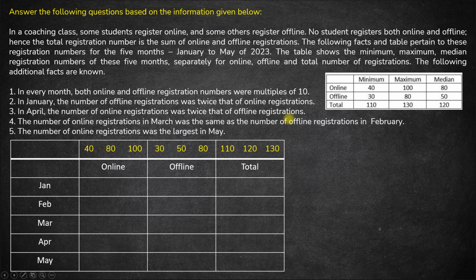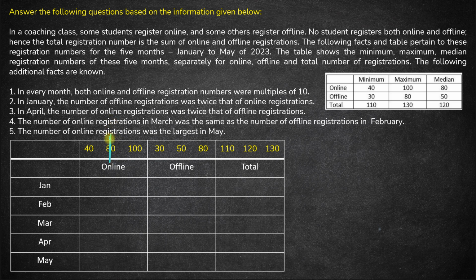Now think about it. For online registration, the median is 80, the minimum is 40 and the maximum is 100, and there have to be total 5 values. Out of 5 values, one will be the minimum value, one will be the maximum value, and one will be the median value, right? That means there have to be 2 more values such that 80 is the middle of all the 5 values. Total 5 numbers have to be there, right? Such that 80 is the middle value.